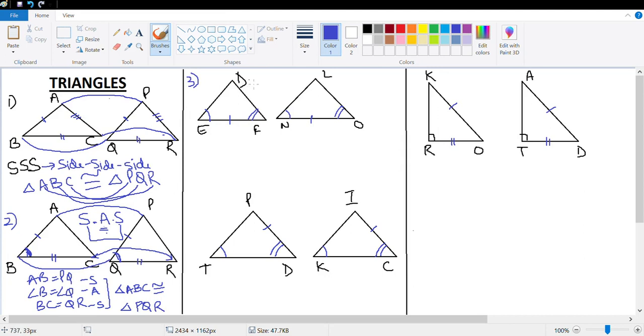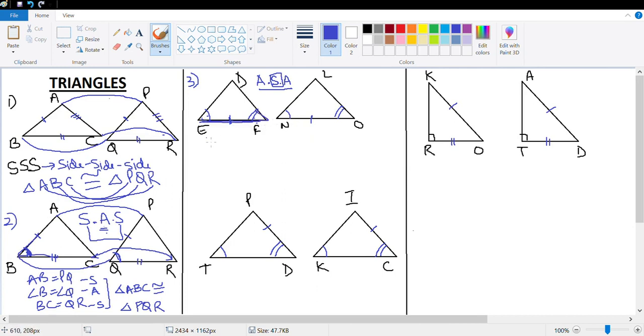The third test is angle side angle. So angle side angle. Notice this time that the side is between the two angles. So even in the diagram you would notice that this is the included side between the two angles. Like in the previous one, it was the included angle between two sides. This is included side between two angles. So this is the included side.